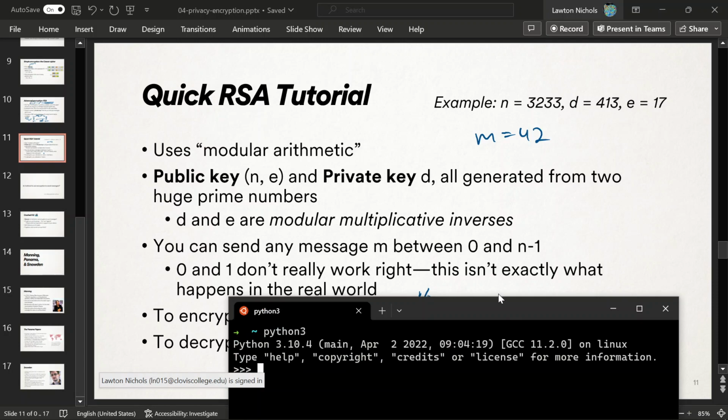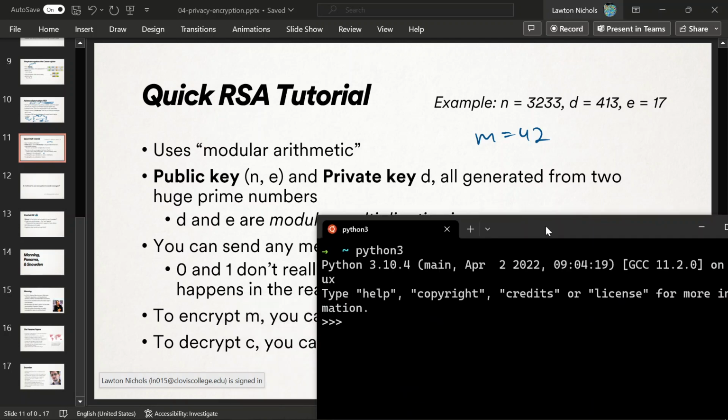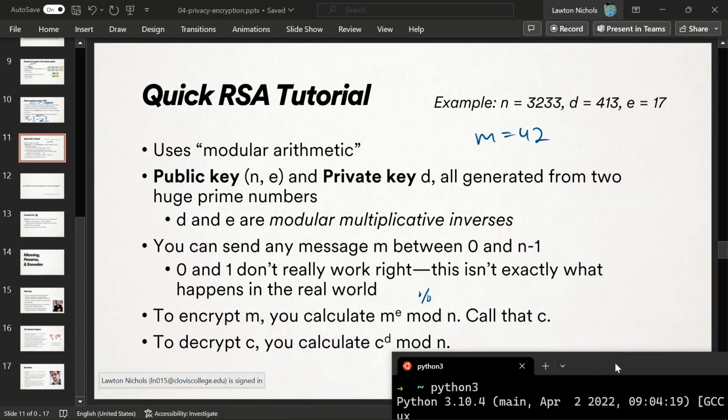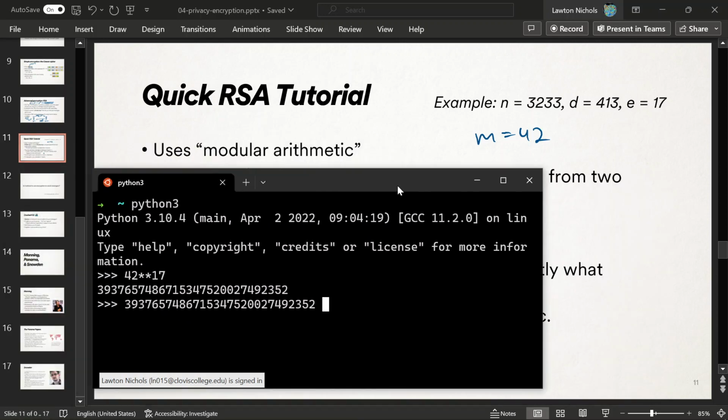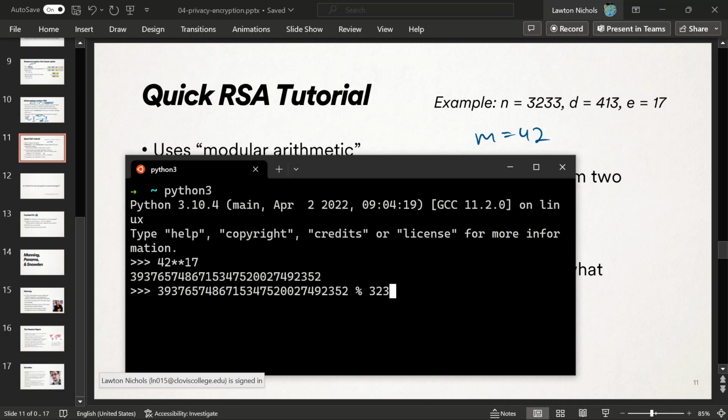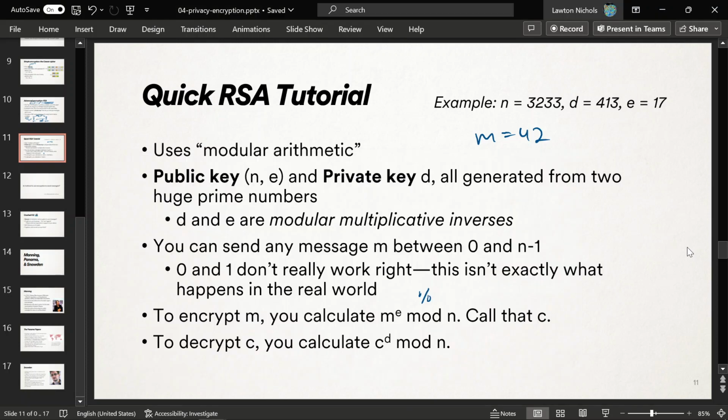I want to calculate M, which is 42, so 42 to the power of E, which is 17. So that's that giant number. And then I want to take all that and do mod N. So modulus 3233. And I get 2557. And that's the secret value. That's the jumbled value that I send to somebody. 2557. So there are some large numbers in effect here.